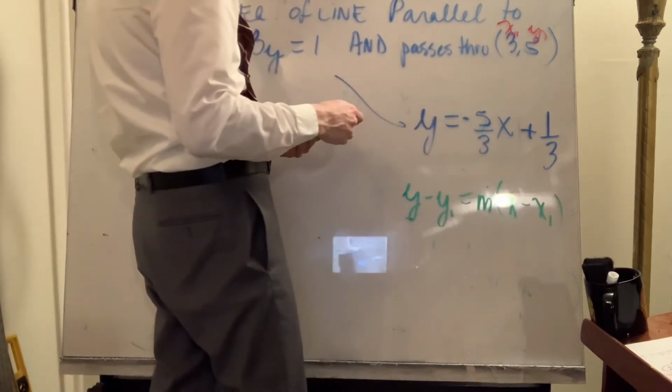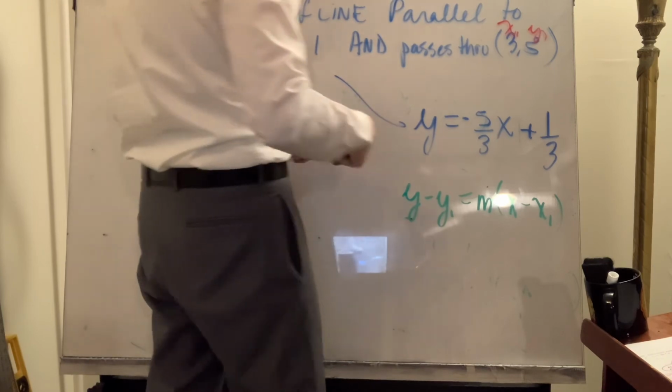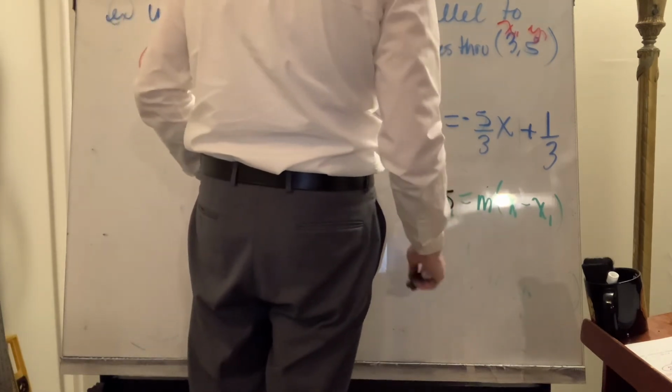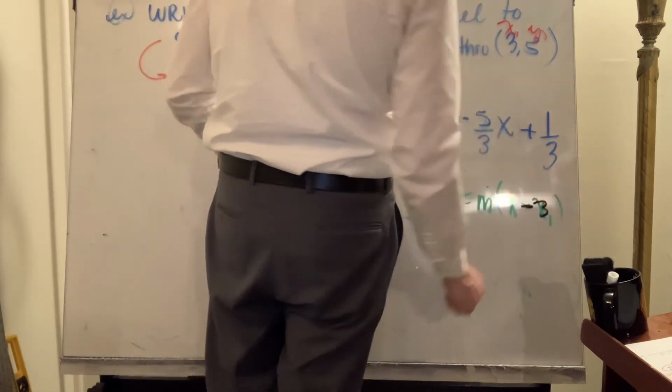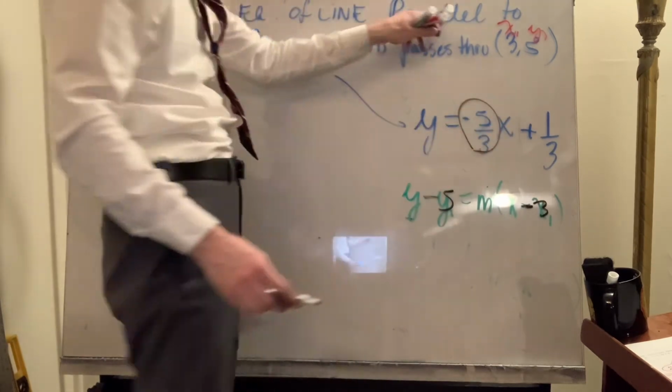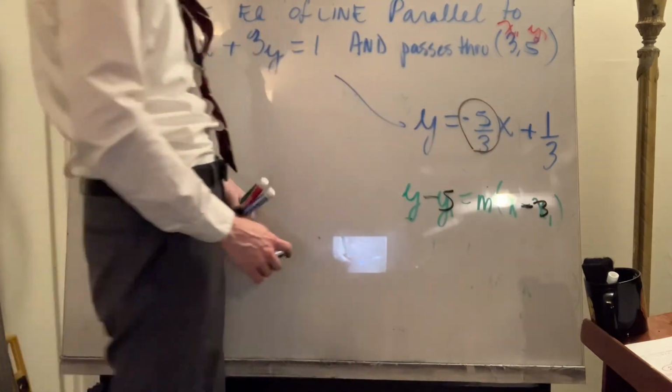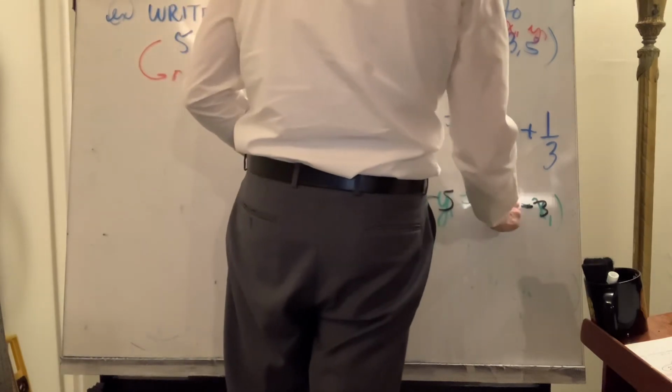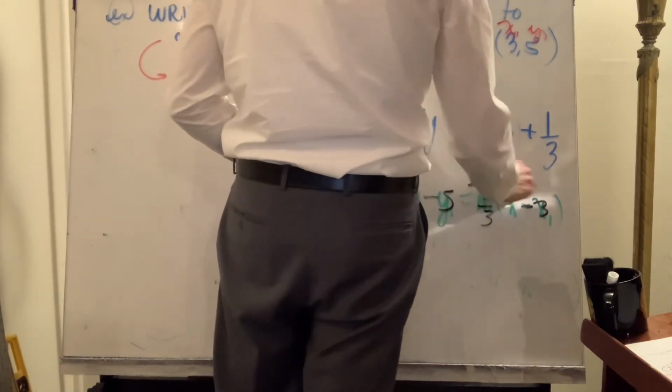Write 5 here and a 3 here, and borrow this because it has to be parallel. We're going to use exactly the same slope. So minus 5 over 3. Right? I'm going to distribute that.